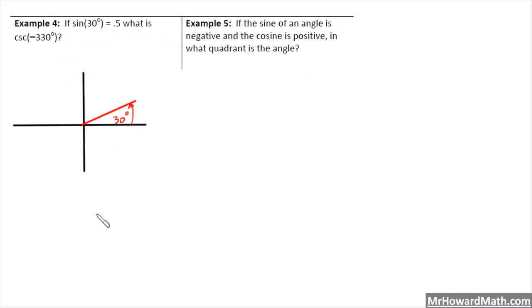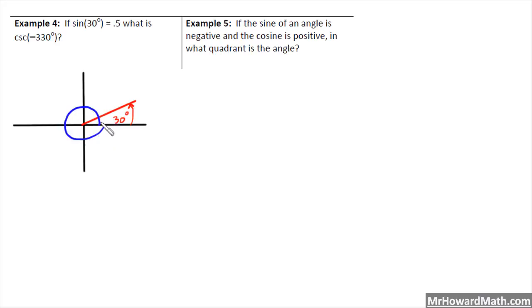Now for example 4, if sine of 30 degrees is equal to 0.5 or 1/2, what is cosecant of negative 330? So they're looking for us to apply our reciprocal trig functions and coterminal angles. So if sine of 30 degrees is equal to 1/2, then we want to see if negative 330 degrees and 30 degrees are coterminal. So if we start from the positive x-axis and we go negative, if we go all the way around, that's 180, 270, 360. So take 30 off of that.